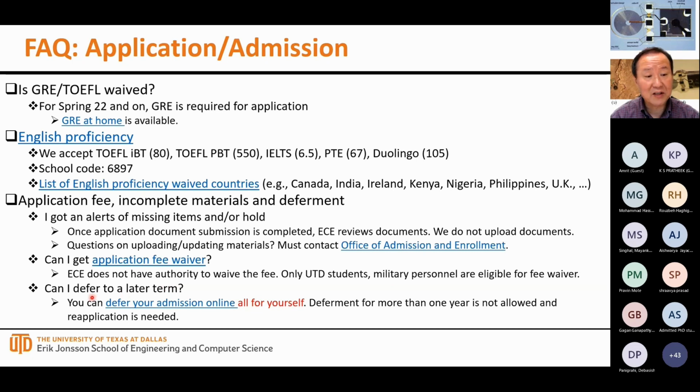Another common question is, can I defer to a later term? And the answer is yes. You can defer your admission online if you need to, and you can do it all by yourself. Just click here and you can find more information, but it is all in the application portal. In the Galaxy portal you can choose the term that you want to defer to. No department involvement is needed, and you don't need to notify anyone in the university. It is automatically done in the system once you do it in the portal.